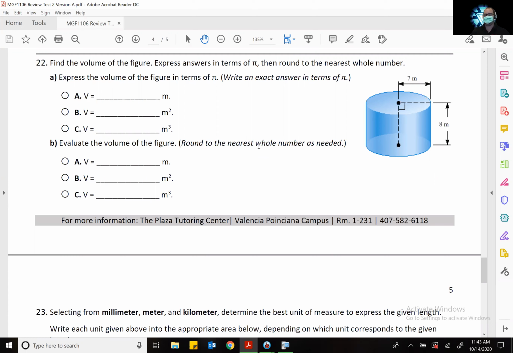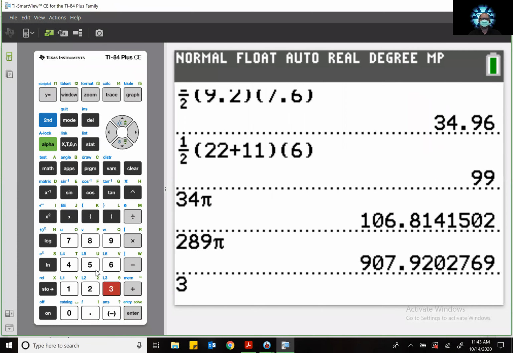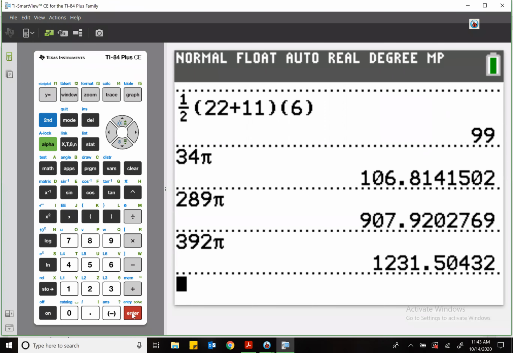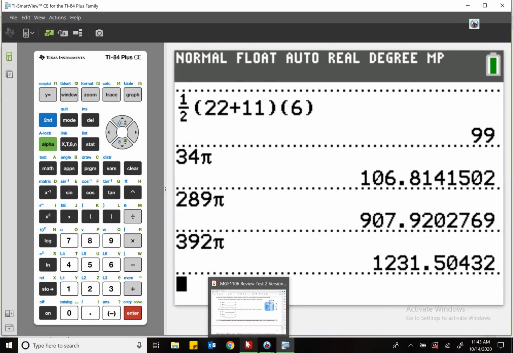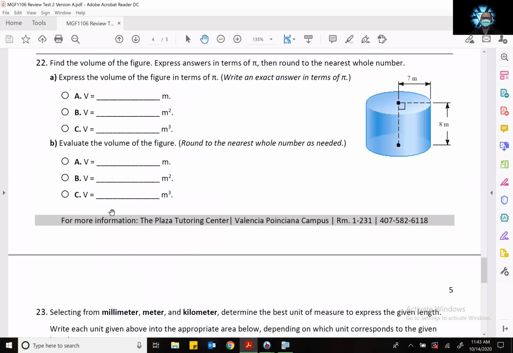Okay. And then last but not least, go to your calculator. We'll put 392 pi in, and we're going to round it to the nearest whole number, no decimals. So 392 pi. Would that be 1,232? You got it. Because that 5 says, hey, 1, go up. And that would still be meters cubed. So 1,232 meters cubed. Which one would I choose, A, B, or C? C. Perfect.